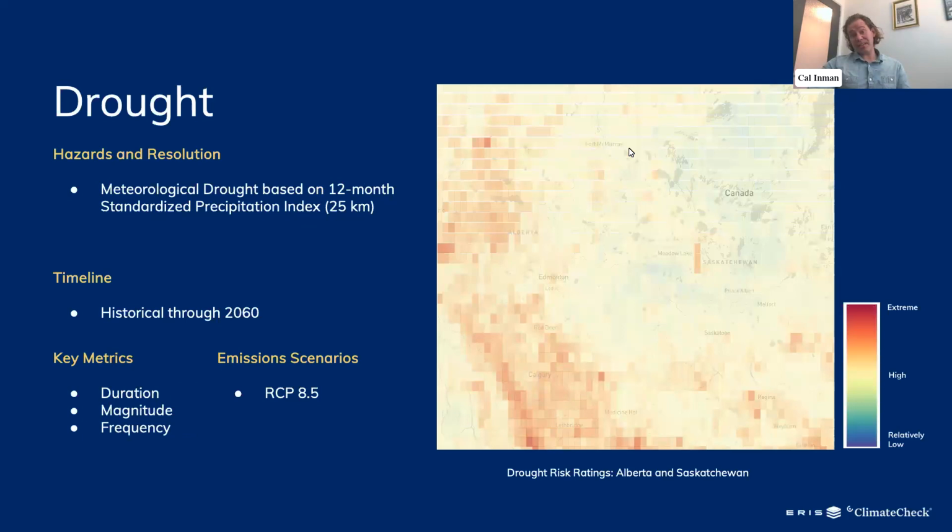Drought is a very coarse hazard. It's on a 25-kilometer grid across the entire country, and it's meteorological drought data. So it helps us understand what is the projected duration of droughts going to be moving into the future, how dry are those droughts going to be, and then what is the frequency of these events.